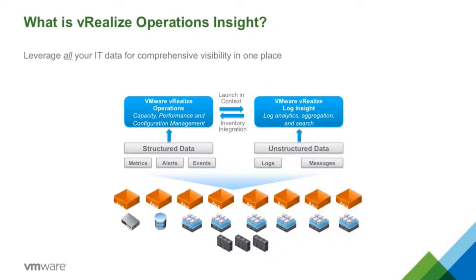What is that? Well, it's a combination of vRealize Operations Manager Advanced and vRealize Log Insight, two products offered underneath the vRealize suite of VMware today. What's the difference between the two? Well, vROps really handles the structured data in your data center. Think performance, metrics, capacity planning, things like that. Log Insight handles the unstructured data in your data center. So think log messages, troubleshooting, root cause analysis, things like that.